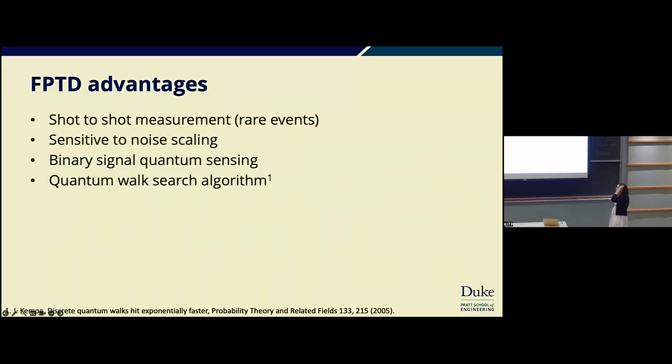They're also extremely sensitive to noise scaling. Whether you have different colors of noise, 1 over f, 1 over f squared, where the low frequency cutoff is, where the high frequency cutoff is, all this information is embedded into the moments of this first passage distribution. So you can learn a lot about the noise that's driving the process.